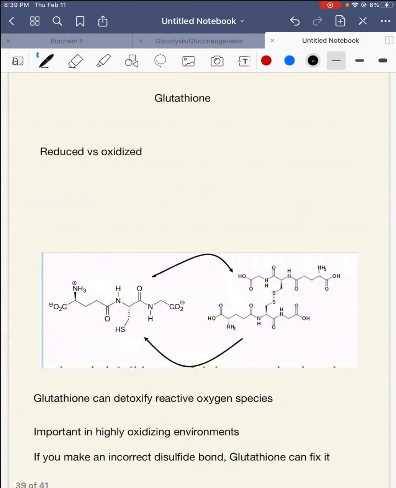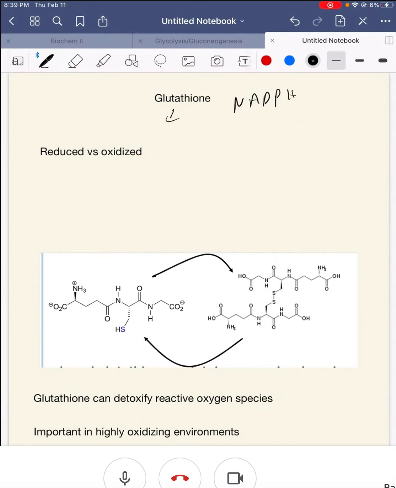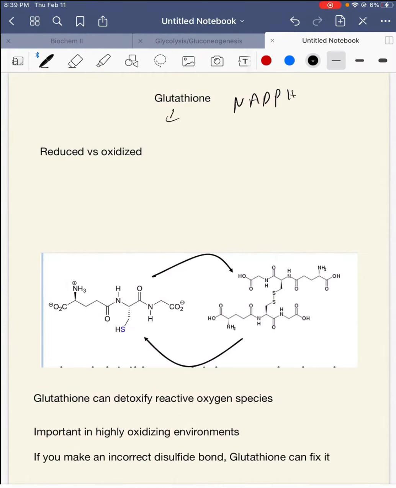Okay, so I mentioned that NADPH can also be used to help antioxidants. An example of an antioxidant is glutathione. Glutathione is really important in cells that are using a lot of reactive oxygen species, like red blood cells, for example. So this is the structure of glutathione down here. This is the reduced form of glutathione. This is the oxidized form.